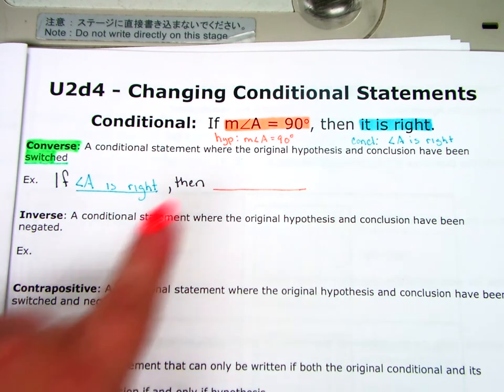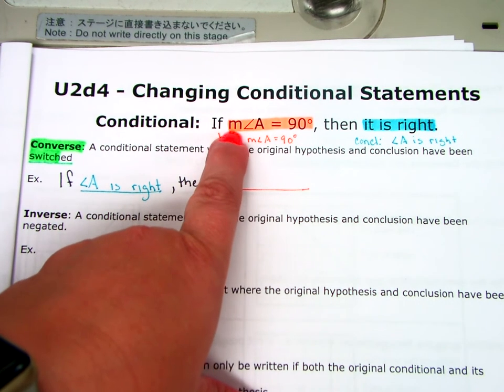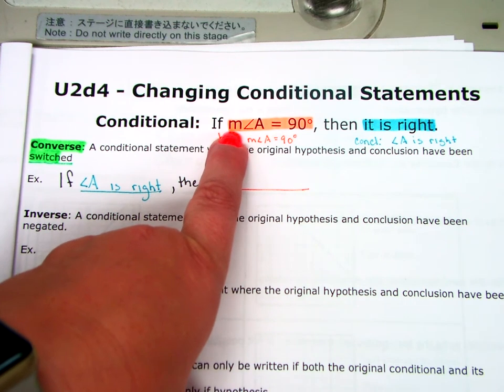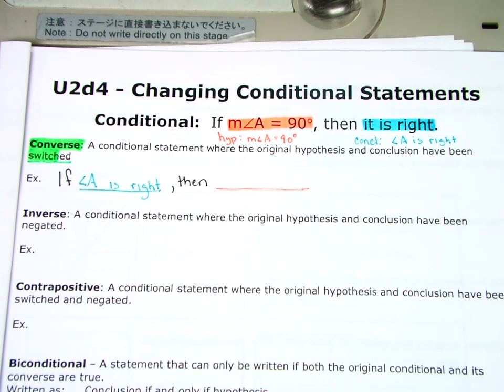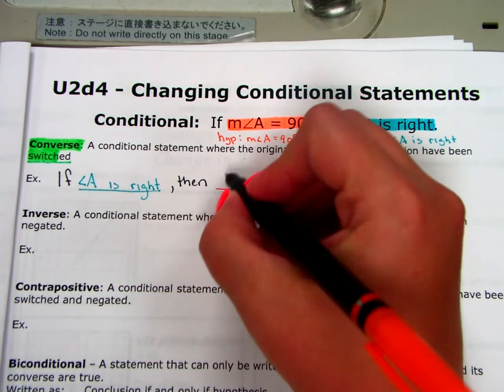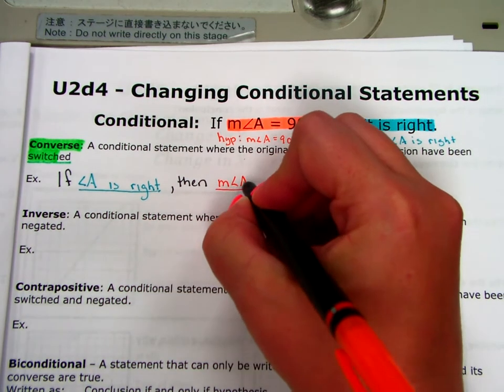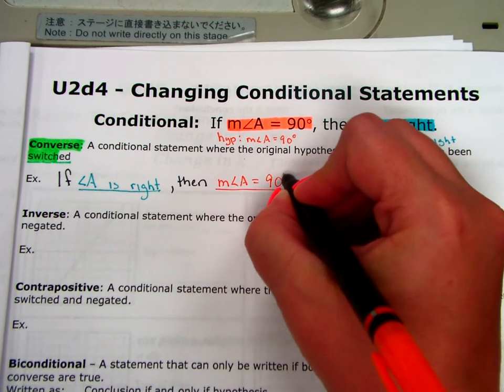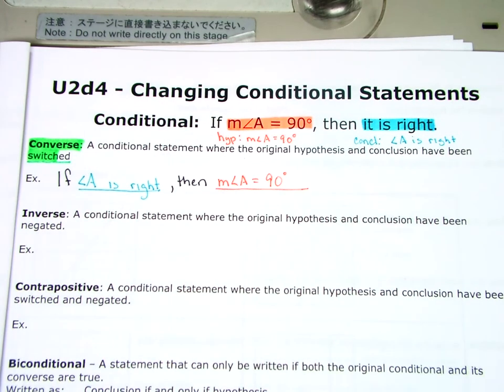Instead of saying it is 90 degrees, we should say what is 90 degrees. Its measure is 90 degrees. You can write all that out, or you can just write it as then the measure of angle A equals 90 degrees. You can write it exactly as it was in the hypothesis. You don't have to. A lot of times we will make the conclusion vague because it's easier to write, but you don't have to. Okay, if angle A is right, then the measure of angle A equals 90, or then its measure is 90.